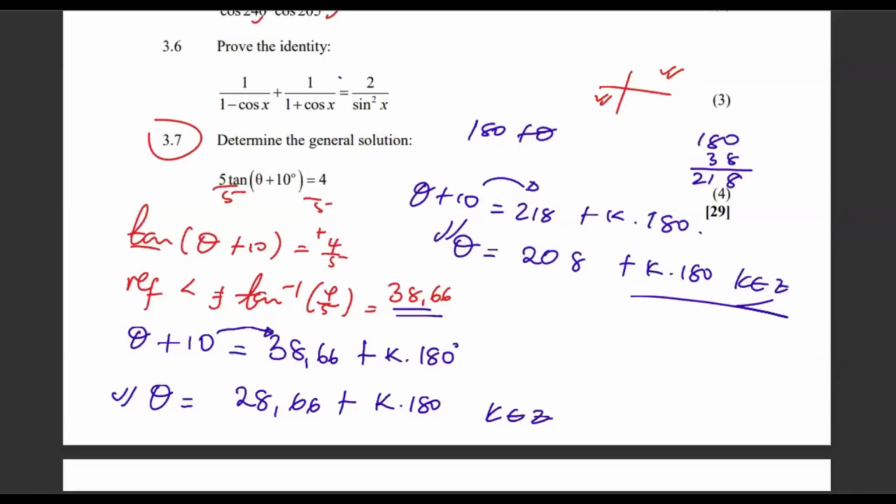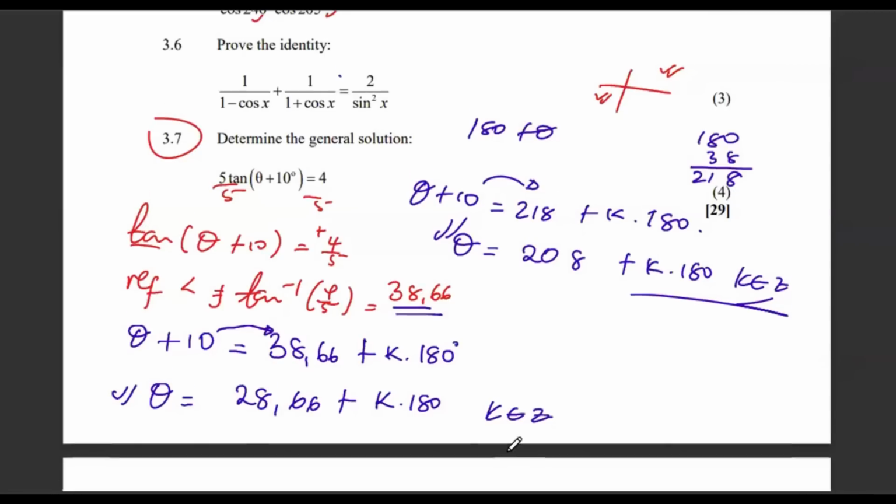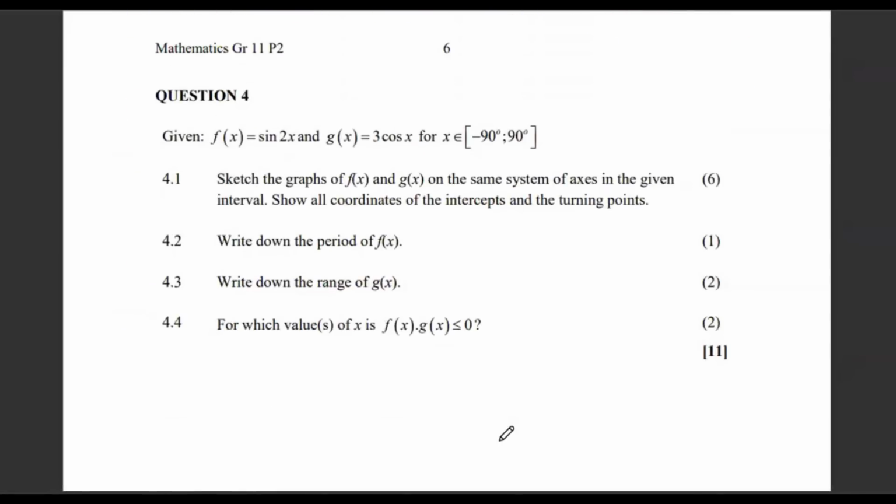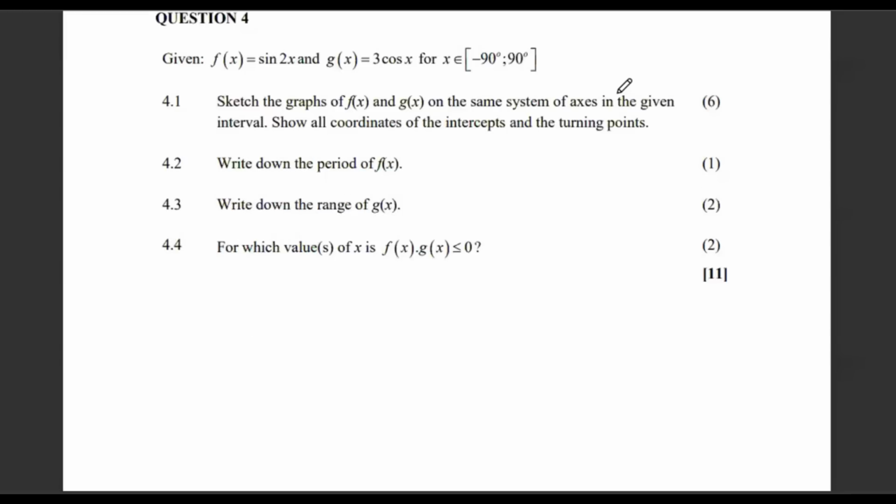Then we move on to question number 4, which is on trig functions, trig graphs. If you're given f of x as sine 2x and g of x is 3 cos x, for x between -90 and positive 90, sketch the graphs on the same set of axes. Show the coordinates of the intercepts and the turning points.